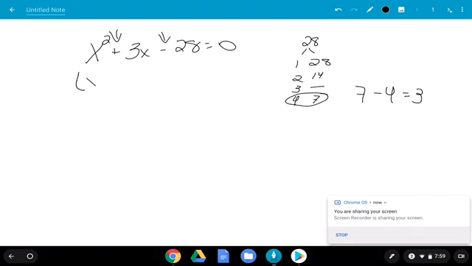You will find the factors of x plus 7 and x minus 4. You will set that to equal 0 and solve. You'll find that your x's are -7 and +4.